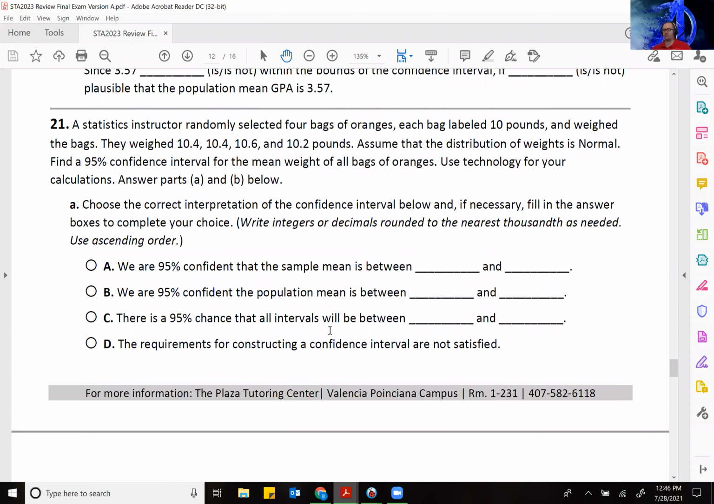So is this with a summary or with data? With data. Are we going to be doing a z interval or a t interval? T interval. Good, because it's all about means. The z-tests only come involved when you're dealing with proportions. The t-test comes involved when you're dealing with mean.